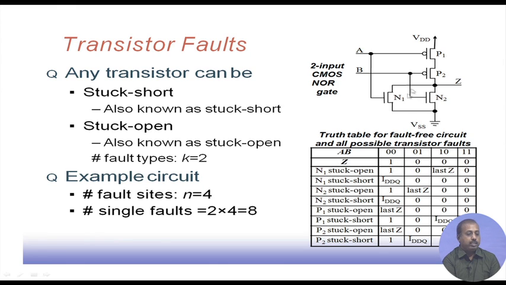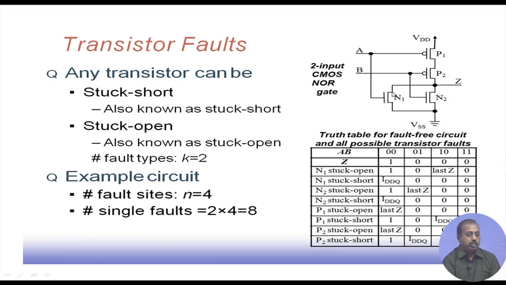Now, if N1 is stuck open, so this transistor is open. So, whenever A is equal to 1, this transistor will not be able to conduct. So, if this transistor is unable to conduct and N2 is 0, that means there is no path through this N2. As a result, this point Z will continue to remember its previous value. So, there is no discharging path for this Z. That is why, with N1 stuck open, this last Z value will be remembered.